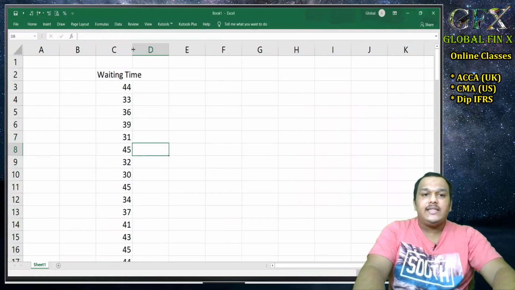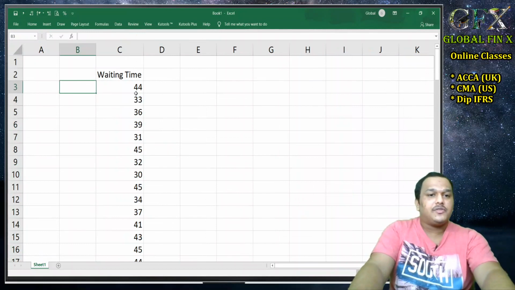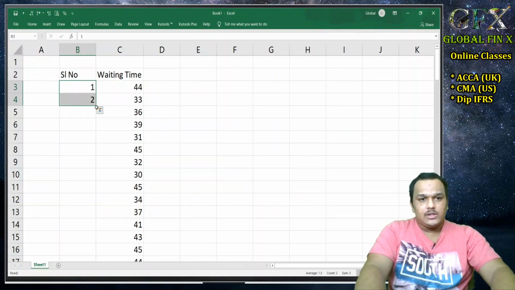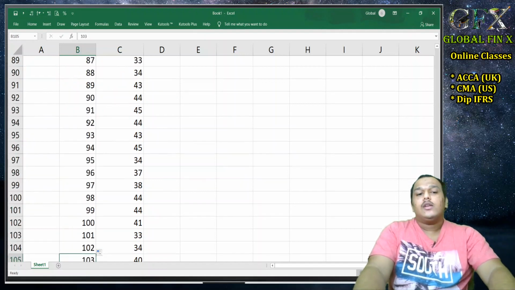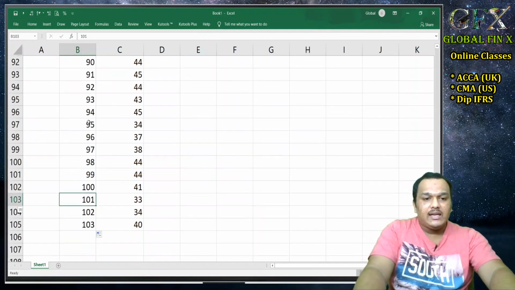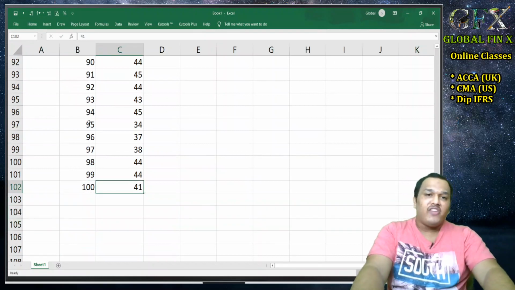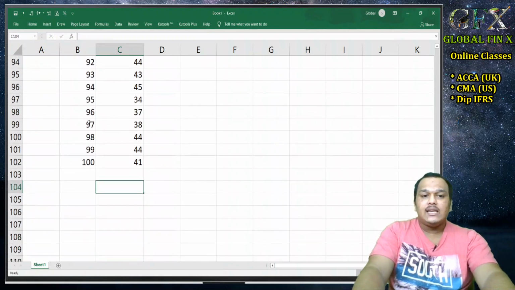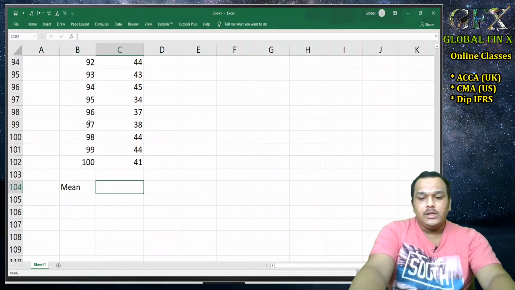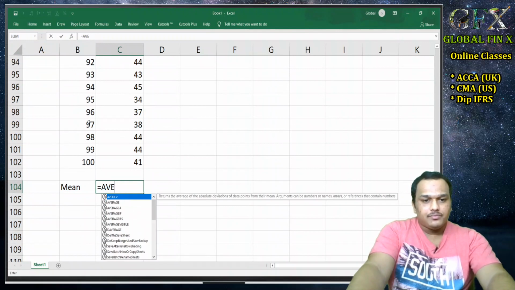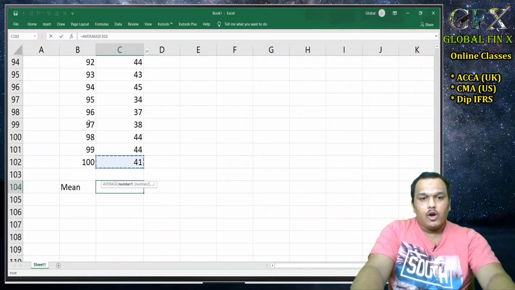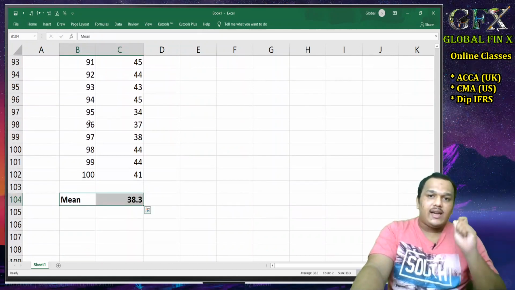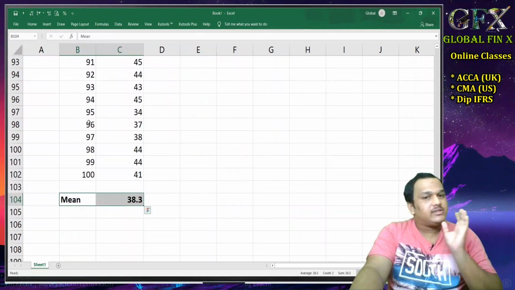Okay, so we have the waiting time per customer recorded for the last 15-20 days or whatever it is. So let me just go with this. We tracked a total of 100 patients and each patient's waiting time has been recorded. So we got the waiting time here. Now what I'll do is calculate the mean here. Mean is equal to the average of all these numbers, right? So I got a mean. On average, the waiting time per patient is 38.3.